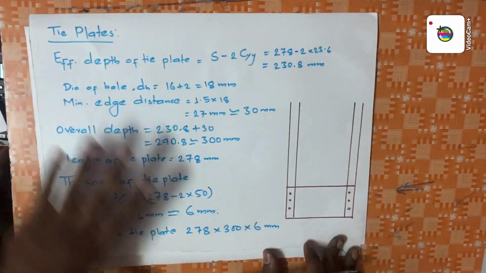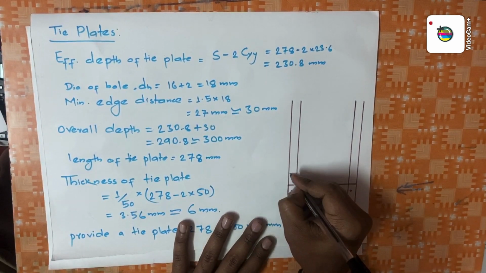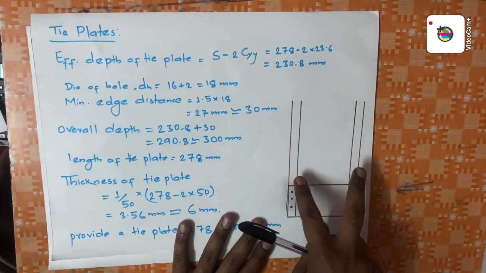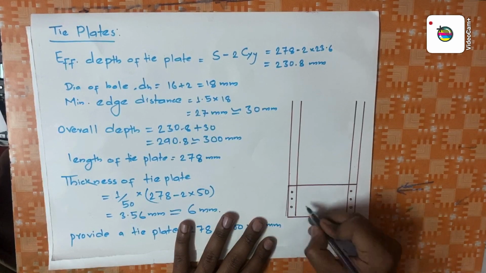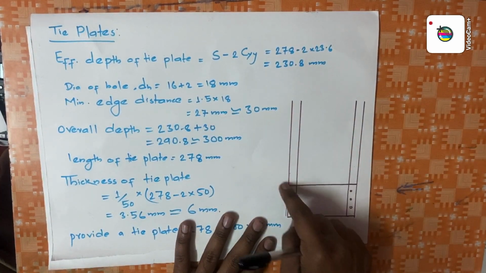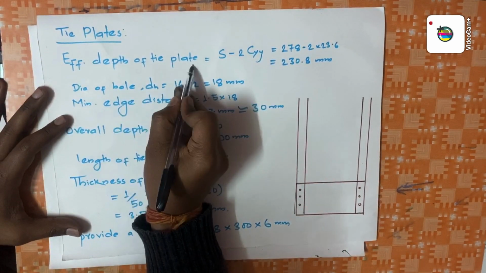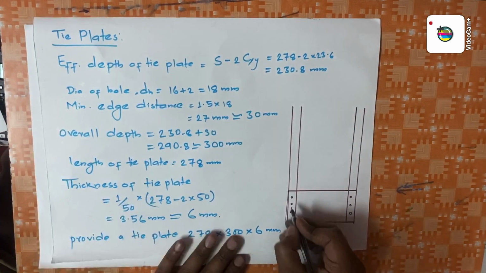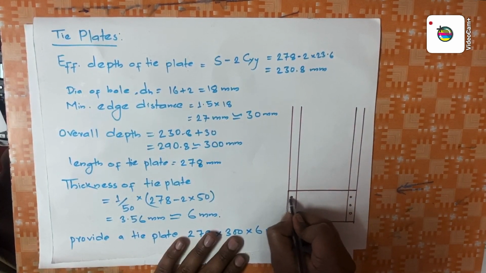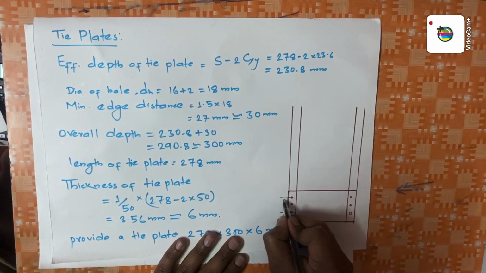So we are designing an end tie plate. It is a tie plate because there is one channel and one more channel, and we are connecting the two channels. So at the end we have to connect with a plate. We can't go directly with lacing bar, so we have to connect with a plate at first. The effective depth of plate is given by one formula, that is s minus 2y. So effective depth is the distance from the center of this bolt to the center of this bolt. It is an effective depth.